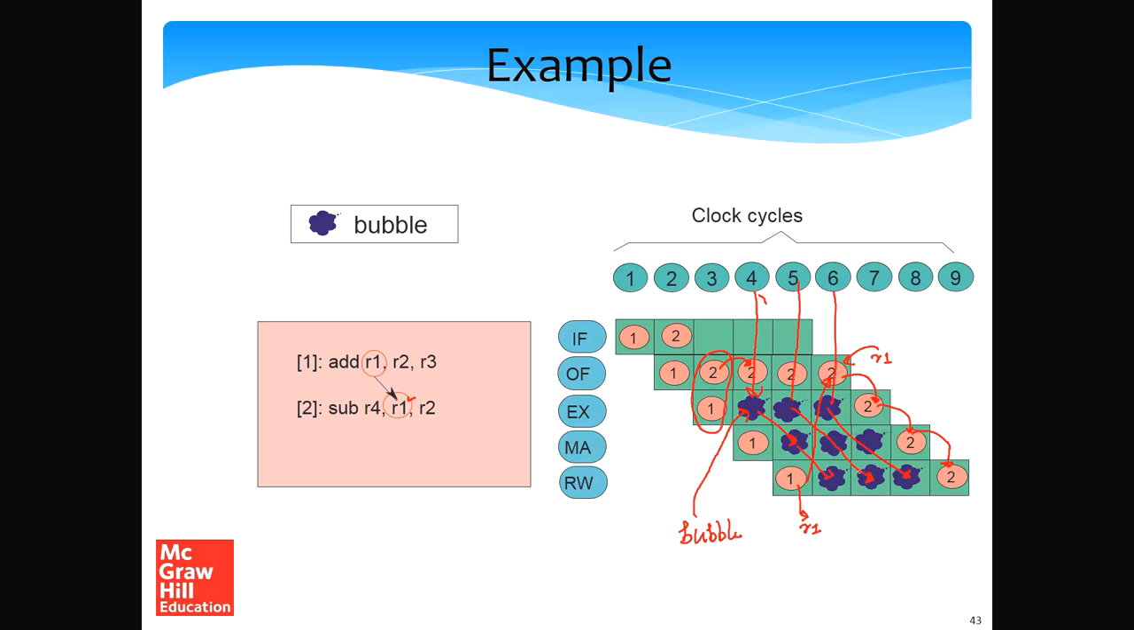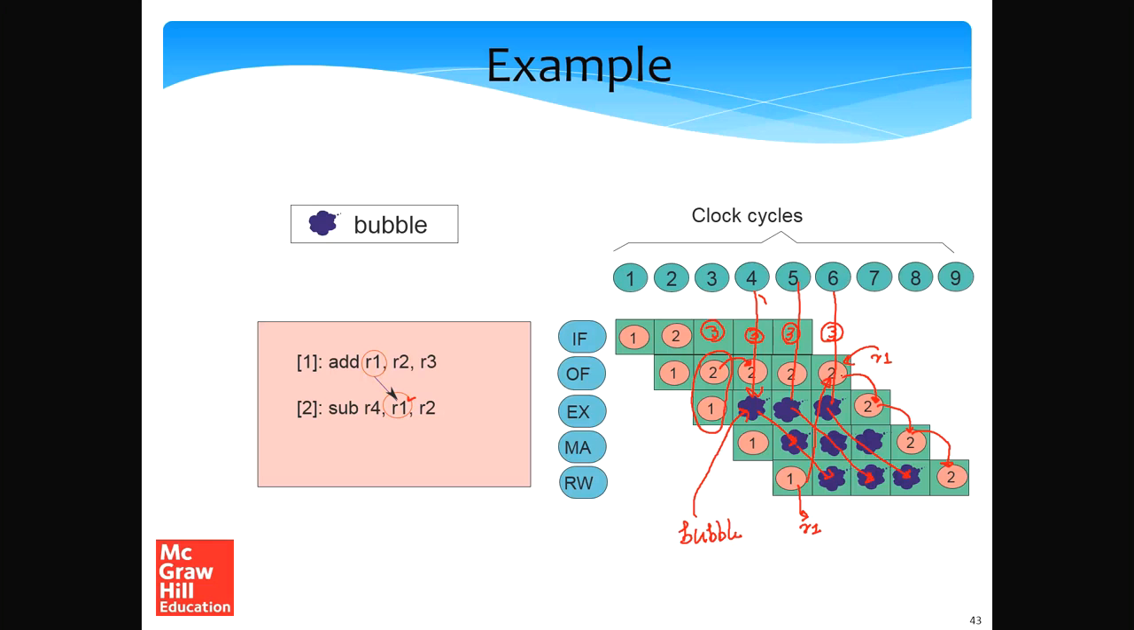One point is noteworthy which has not been shown in this diagram: in cycle number 3 we fetch, if there was a third instruction, we would fetch it into the IF stage. But since instruction 2 is not moving, instruction 3 will also not move, so it will get stuck in the IF stage.